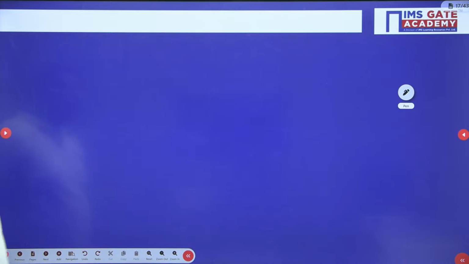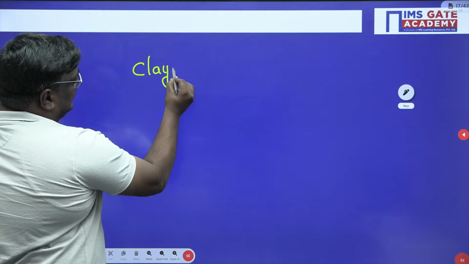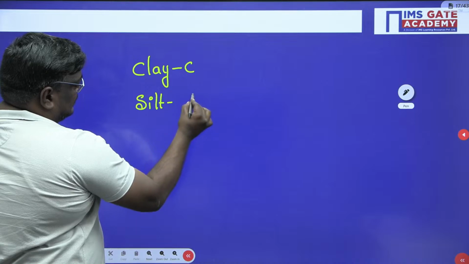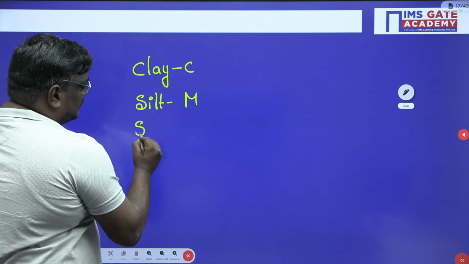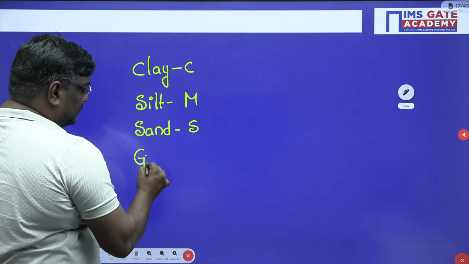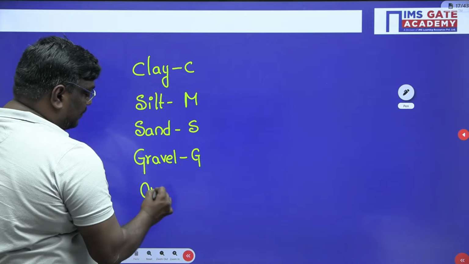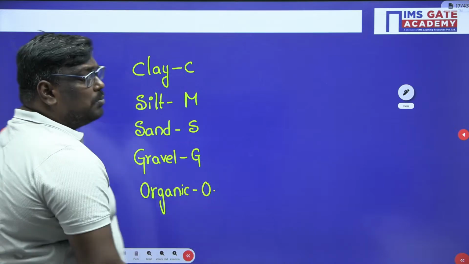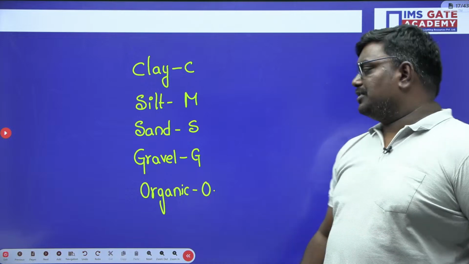Now see how we represent the soil. Clay is represented as C, silt is represented as M, sand is represented as S, gravel is represented as G, and organic soils are represented by O. Actually, my dear students, almost all soils are classified into 18 groups according to the Indian Standard Soil Classification System.